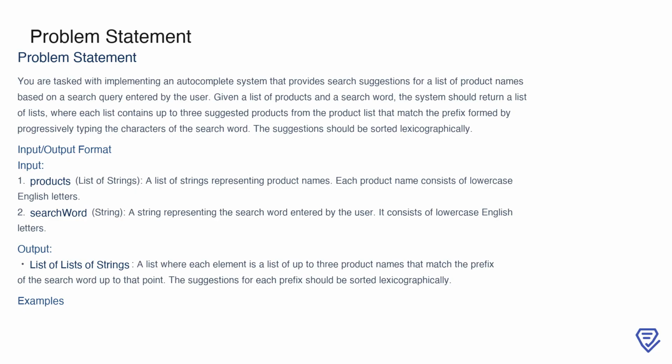For the input format, we have 2 key components. First, a list of strings called products, which contains the product names, all in lowercase English letters, and second, the search word, which represents the query being typed, also in lowercase. The output will be a list of lists, where each inner list contains up to 3 products matching the current prefix of the search word, sorted lexicographically.